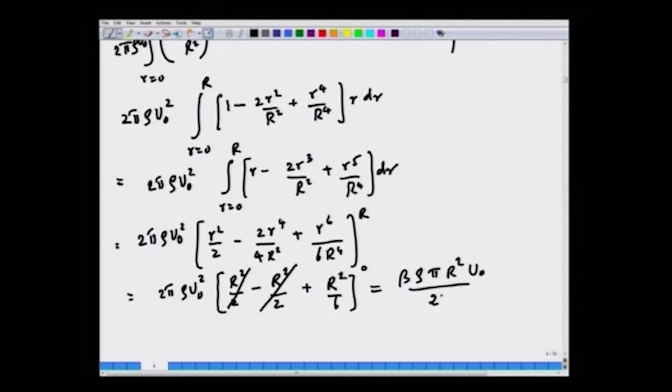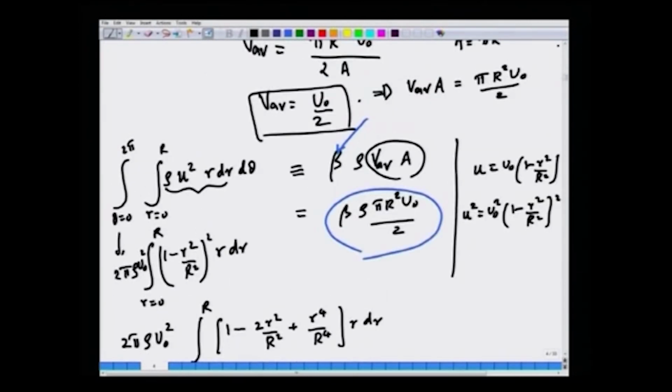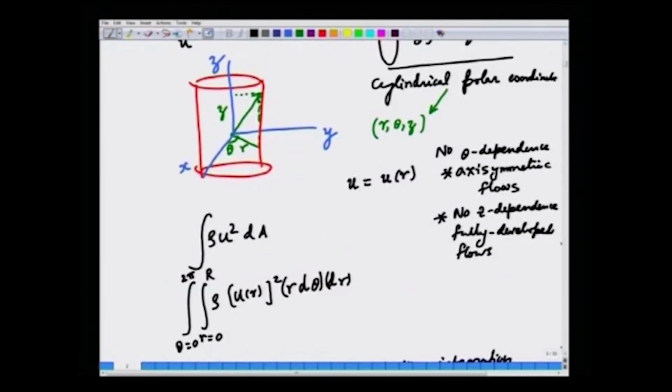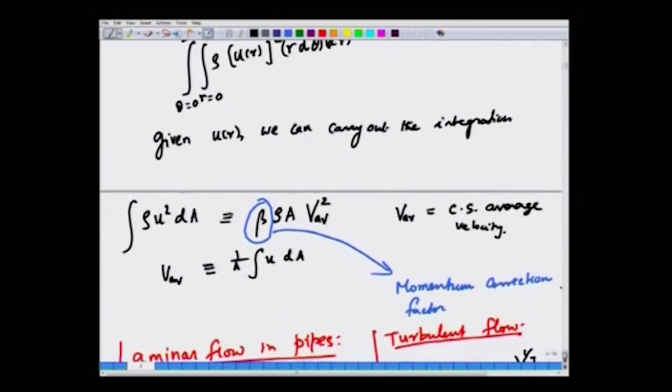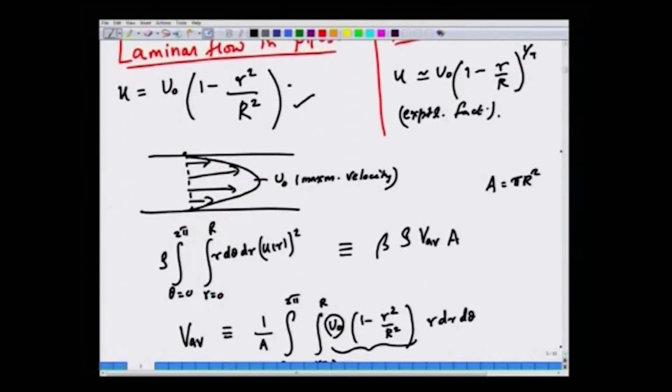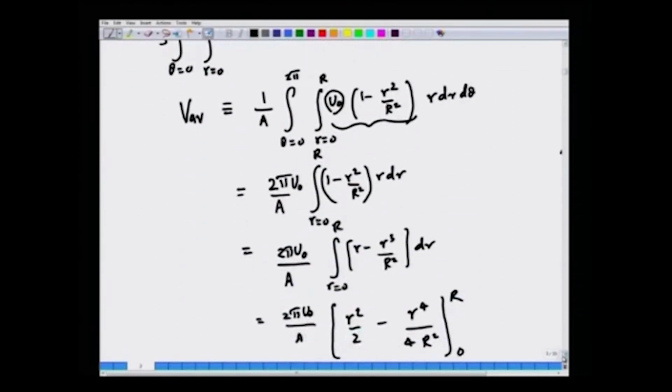Okay. So, go back once to see. This should be V average squared, because that is the definition of beta. That is why we are missing a factor of V average. If you remember the definition of beta, this is V average squared. I missed out a V average factor there, so we have to write this as V average squared.